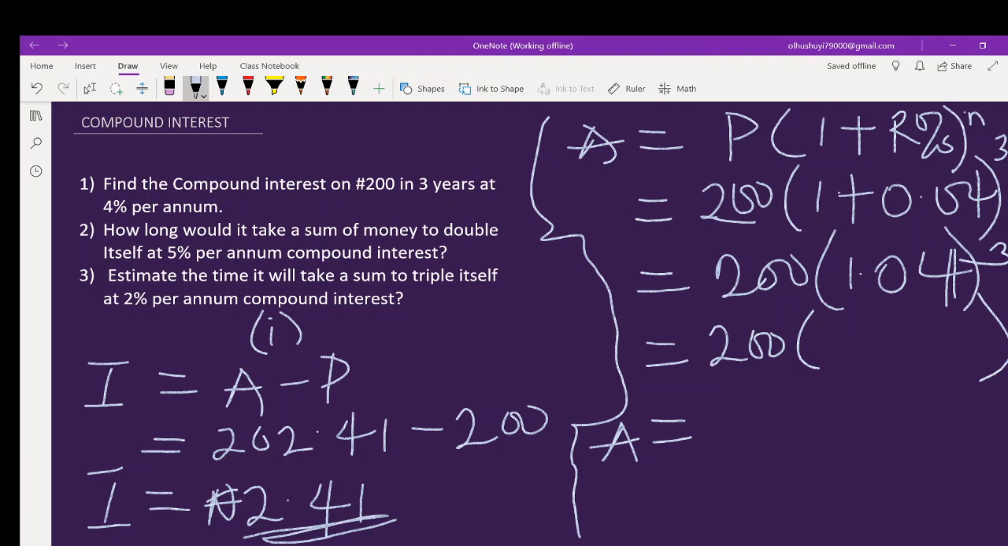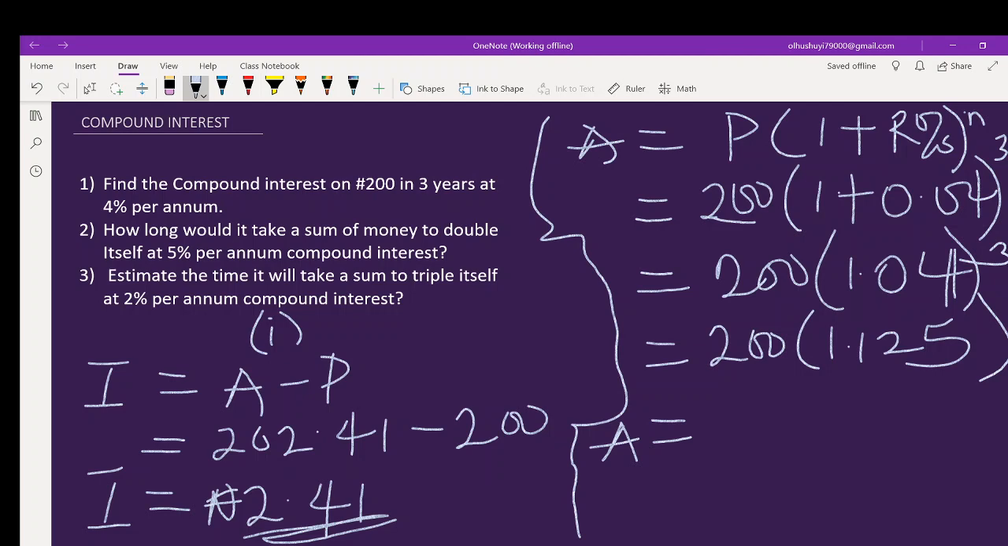So we have 1.04 raised to power of 3. So the number of years I gave was what? 1.04 raised to power of 3. So we have this to be 1.125. Let me approximate, it should be 1.125248. So we have that then times 200.